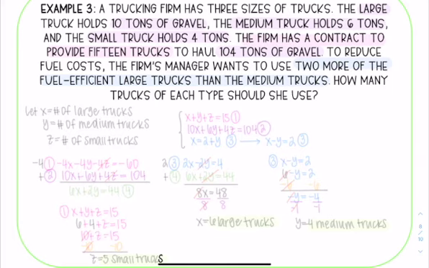So again, we want to set up our variables. We have a small, medium, and large truck. So let X be the number of the large truck. You can let Y be the number of the medium truck. And we're going to let Z be the number of small trucks.